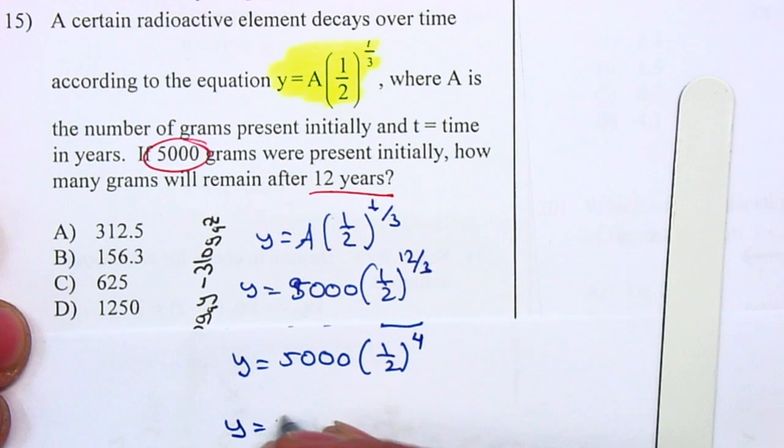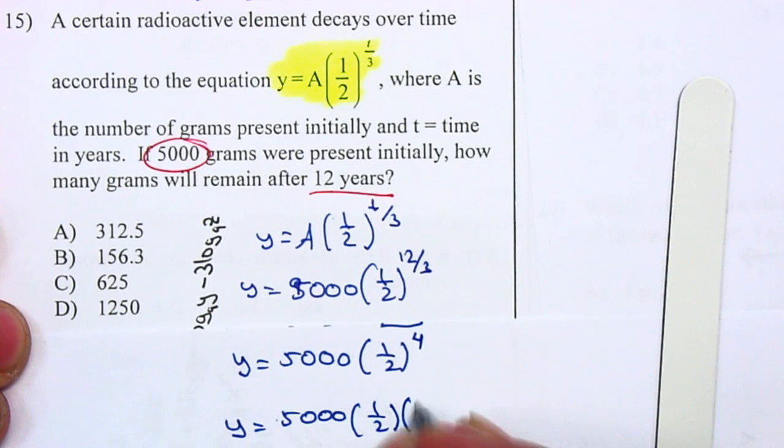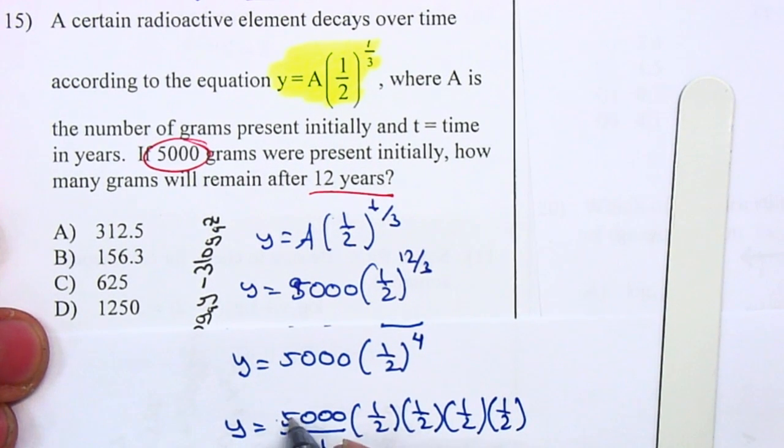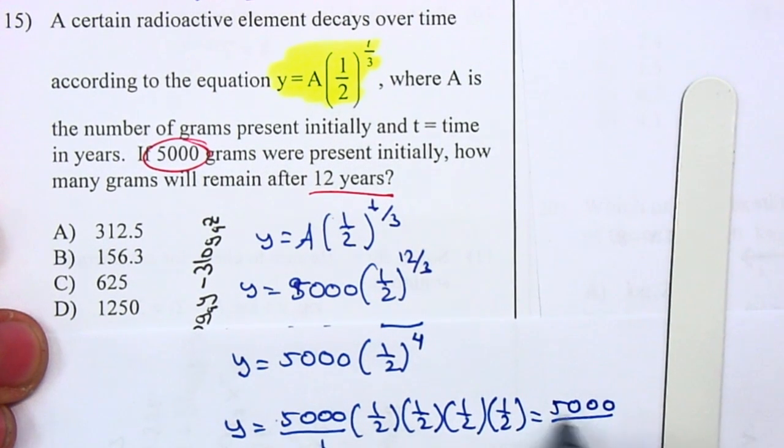So y is equal to 5,000. I'm going to expand this 4 times: 1/2, 1/2, 1/2, 1/2. And then I'm going to multiply across. To multiply a whole number by fractions, I'm going to place it over 1. So 5,000 times 1 times 1 times 1 times 1 is 5,000. And the denominators: 2, 4, 8, 16.